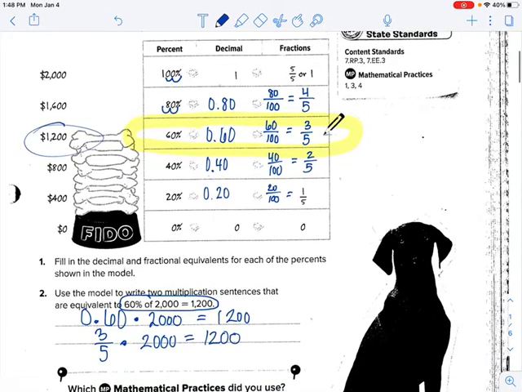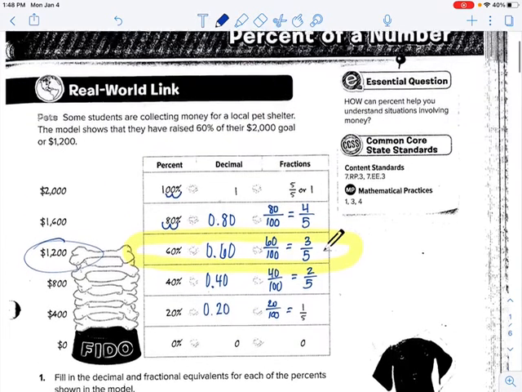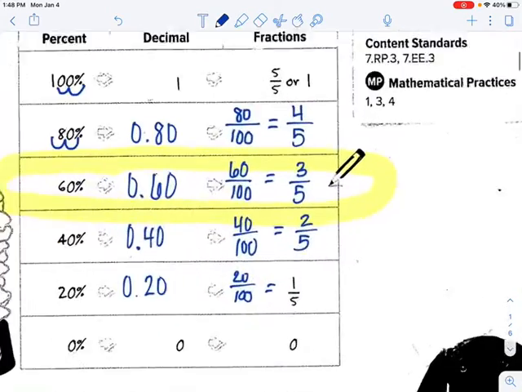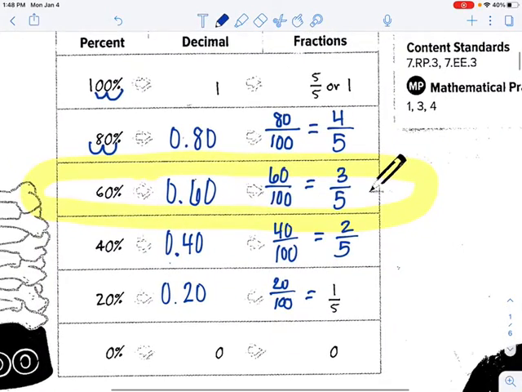And the first part says fill in the decimal and fractional equivalents for each of the percents shown in the model. So here's your table. And the way you go from a percent to a decimal is to move your decimal 2 places to the left. If you'll notice for 80%, 2 places to the left is 0.8. 60%, 2 places to the left is 0.60. 2 places to the left, 0.40. 2 places to the left, 0.20.